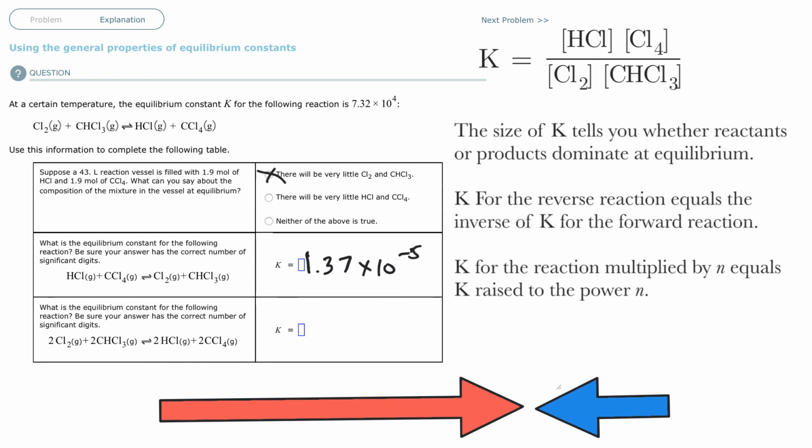And then the last one is doubling everything and asking what your K is. So if all your coefficients are doubled, then your K must be squared. So I take my original K, 7.32 times 10 to the 4th, square it, and then I want 3 significant digits, and I get 5.36 times 10 to the 9. Hope that helps.